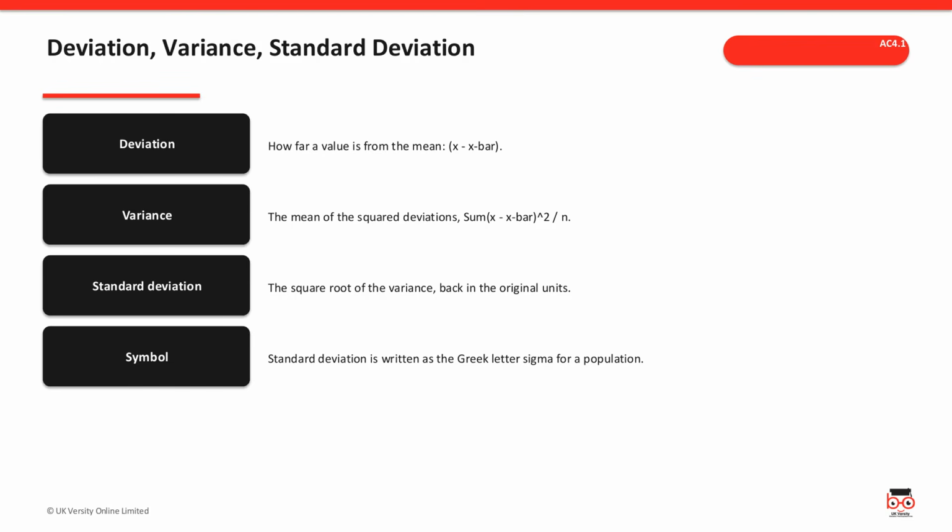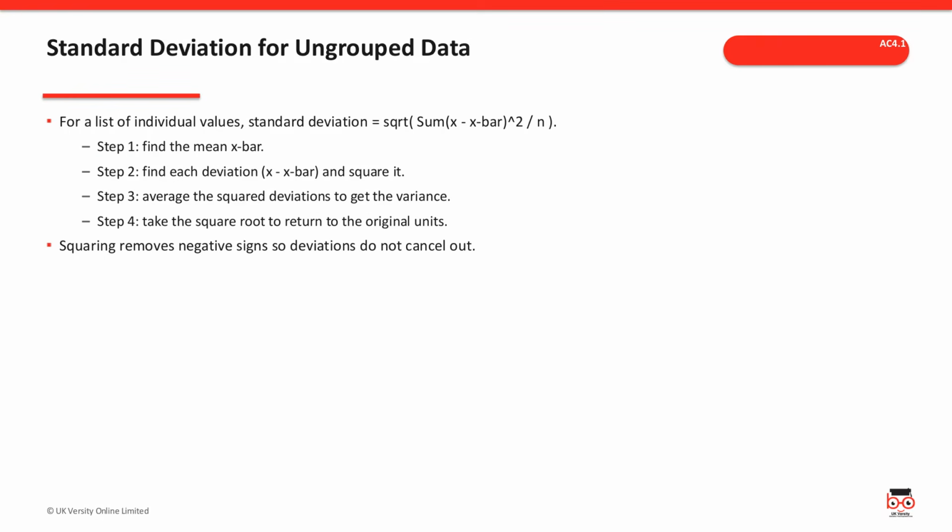3 linked ideas build up the standard deviation. A deviation is simply how far a value lies from the mean, x minus x bar. The variance is the mean of those deviations once we've squared them, the sum of (x minus x bar) squared over n. And the standard deviation is the square root of the variance, which conveniently brings us back to the original units. For a whole population, we label it with the Greek letter sigma. For a plain list of values, the standard deviation is the square root of the sum of (x minus x bar) squared, all over n.